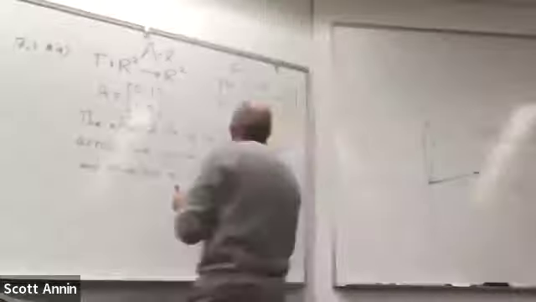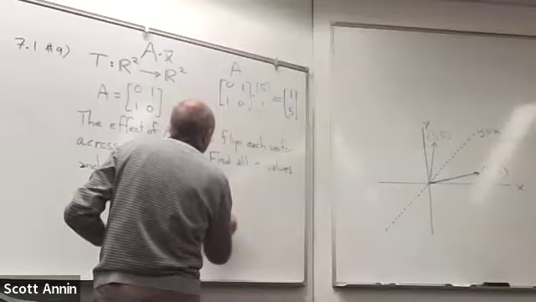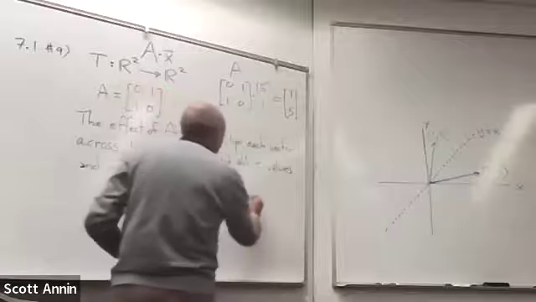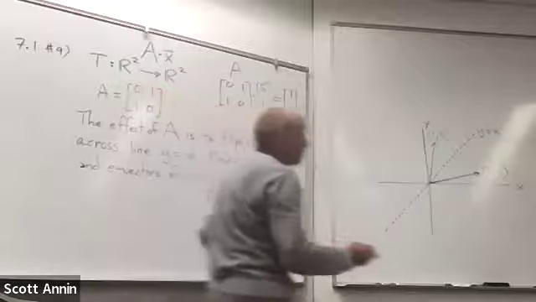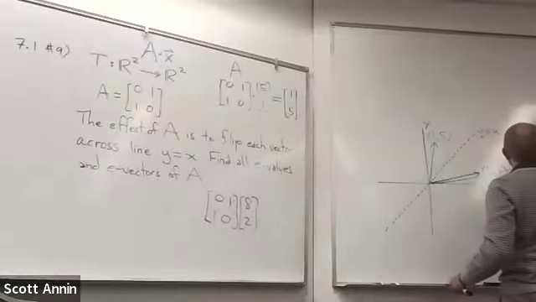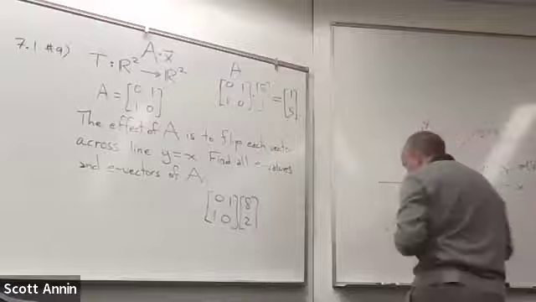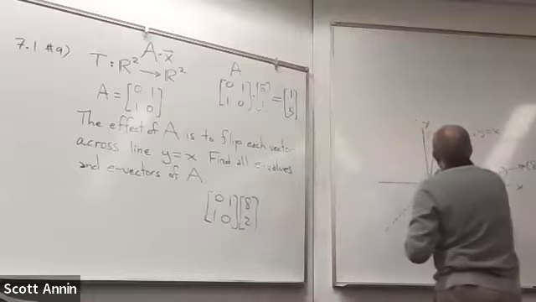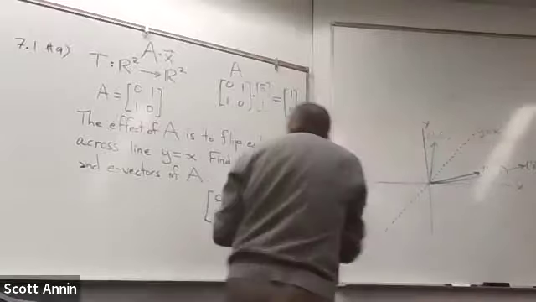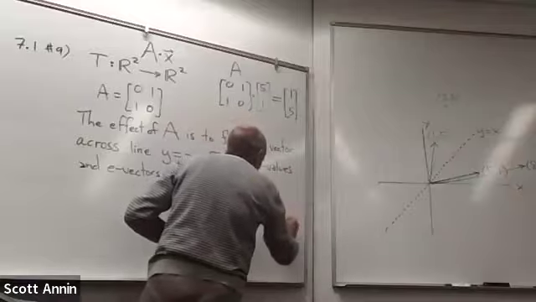So I could pick anything. Just to do one more example, let's pick the point 8, 2. So 8, 2 is probably over here somewhere. There's 8, 2. If I flip that across this dotted line, it's going to end up up here somewhere, 2, 8. And as I calculate this, that's exactly what happens, right?